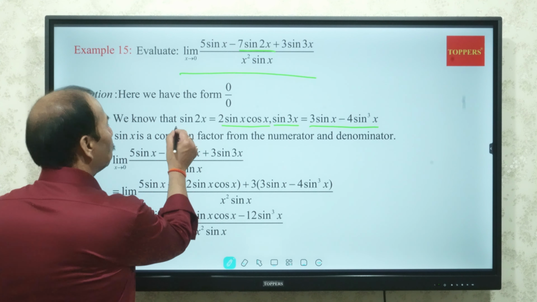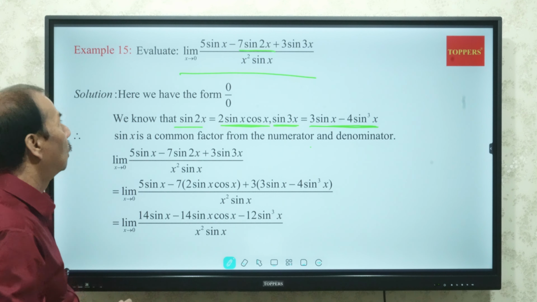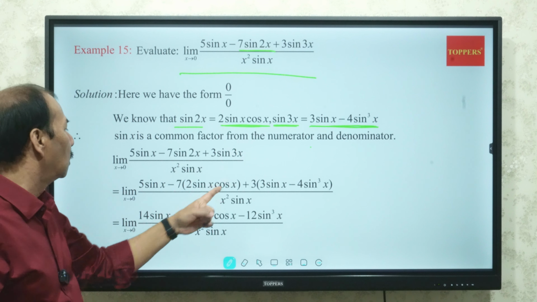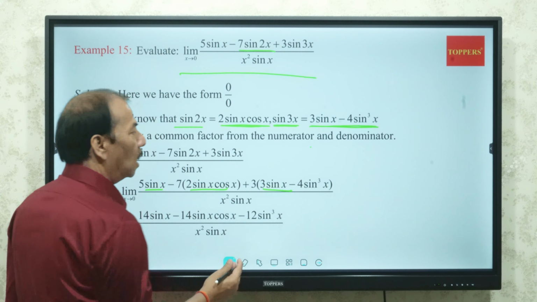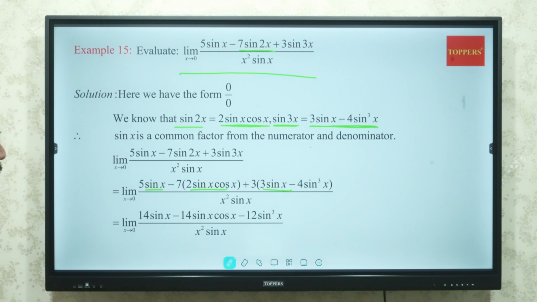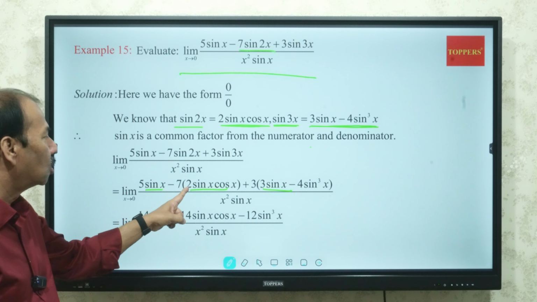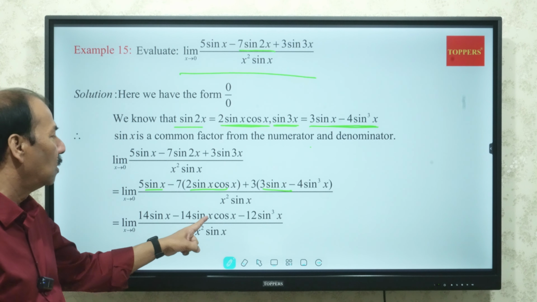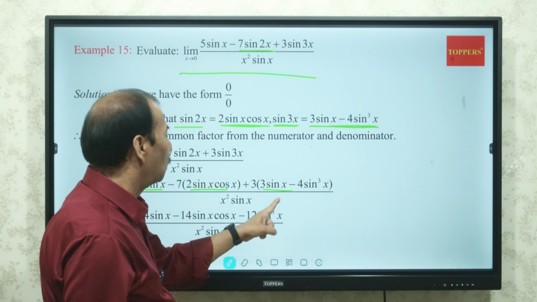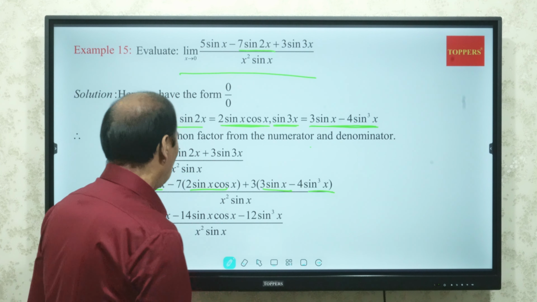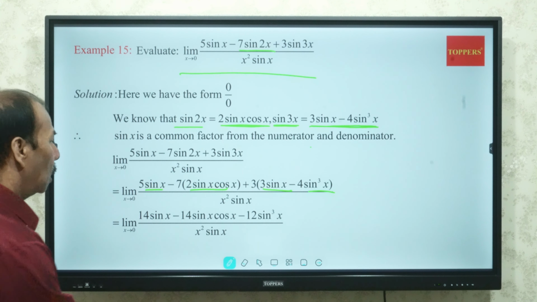So here you can see sin 2x is 2 sin x cos x, sin 3x is 3 sin x minus 4 sin cube x. Replacing that term with all these terms, we are getting sin x from here, sin x from here, sin x from here. So sin x can be taken out from the numerator. So here it is your 7 into 2 sin x, so that is minus 14 sin x cos x, minus 12, 4 into 3, 12 sin cube x. So after simplifying, we are getting this term.